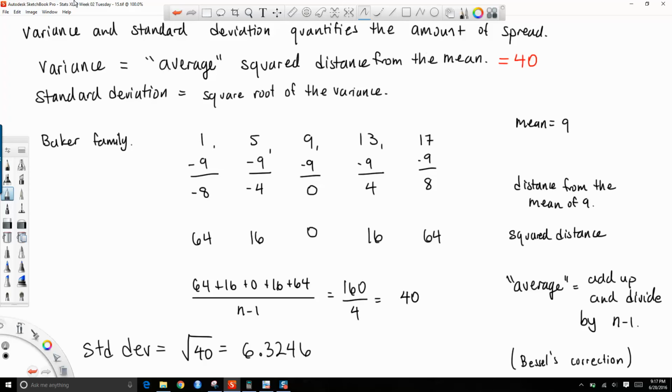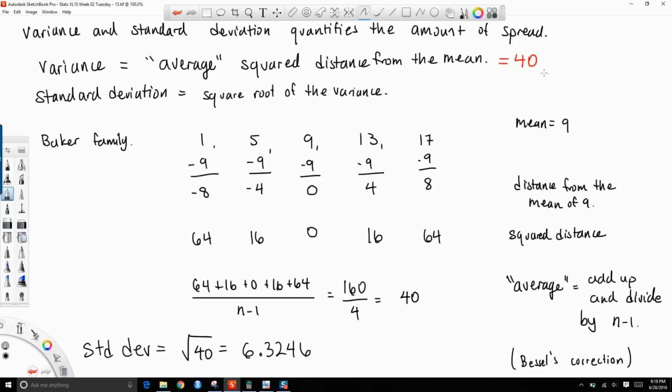We would say in the Baker family, as far as the ages of kids go, the variance that exists there is 40. For the other family, the variance that exists there is only 10 or something like that. And so we could compare the amount of spread in ages, okay? Or actually in the other one it would be 5, okay?